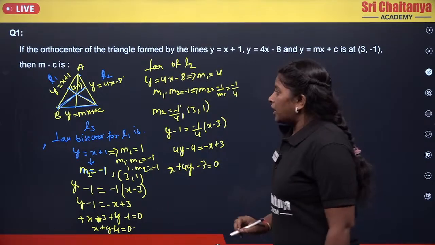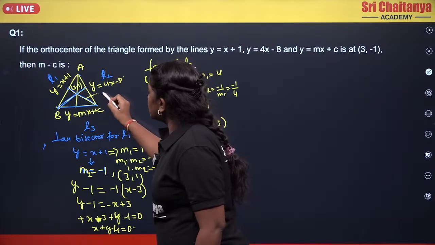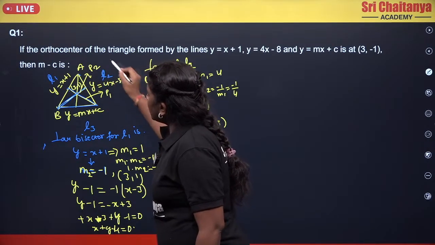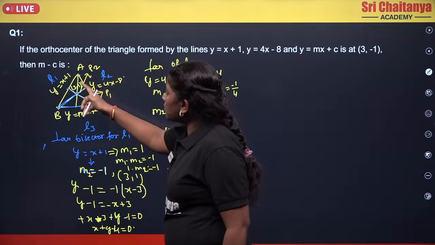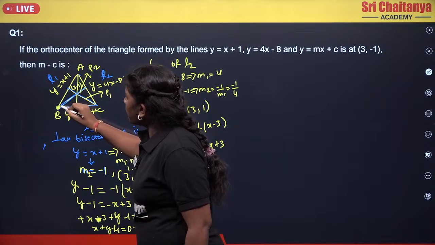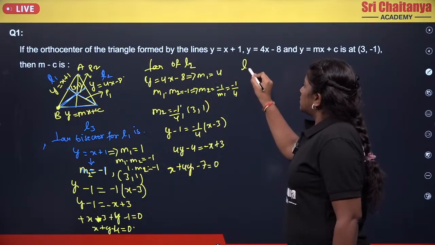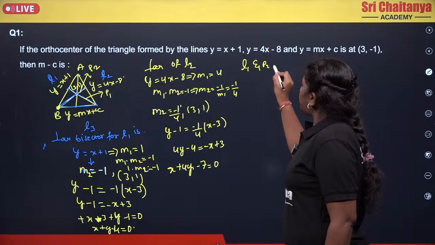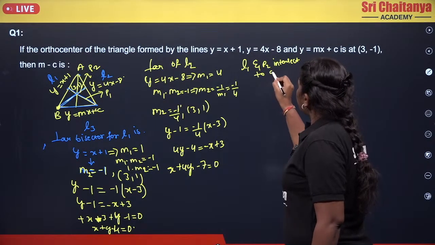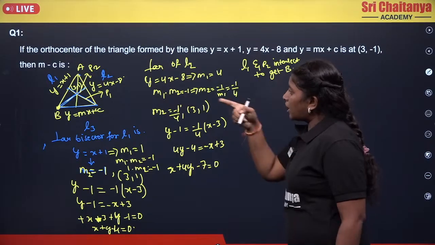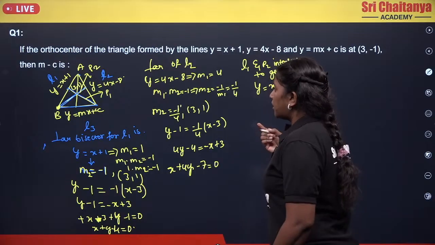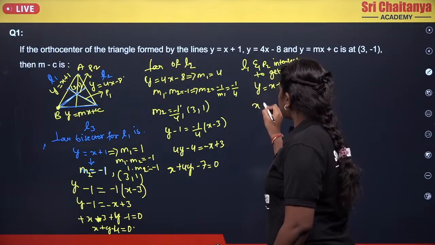Now coming to here, just consider this is your perpendicular 1 and this is your perpendicular 2. If you observe here, L1 and P2 will intersect to give you the point B. So L1 and P2 intersect to get point B. Now what is our L1? y equals x plus 1. And what is our P2?